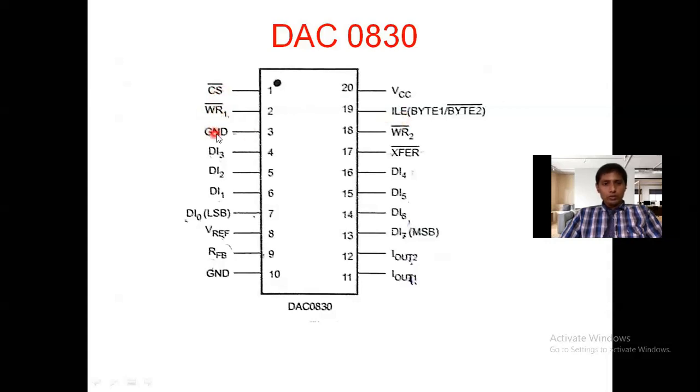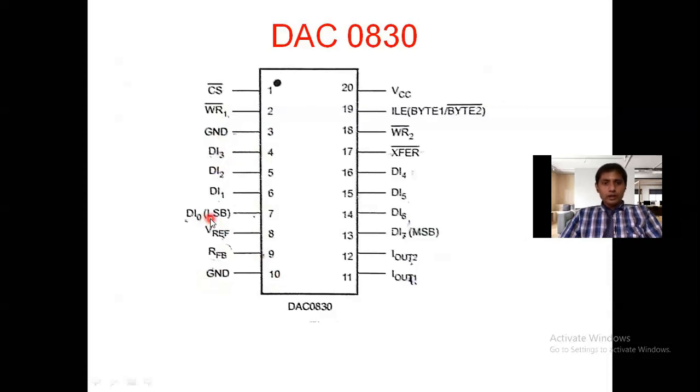Coming to ground, here we have ground 3 and ground 10. These two grounds, one related to digital and the other related to analog. The grounds will provide protection against digital problems as well as analog problems. So the grounds will provide protection against overcurrents in the digital side as well as in the analog side. Further, we have two grounds.